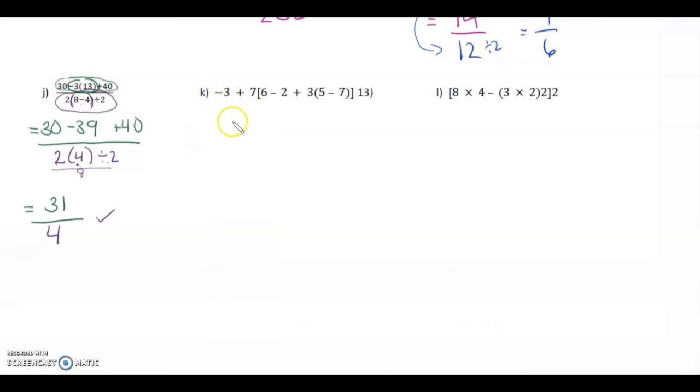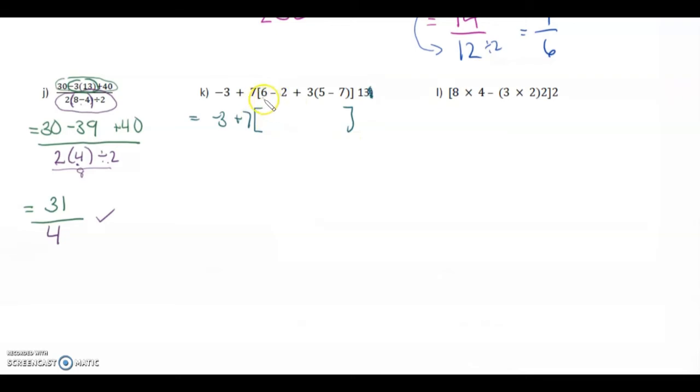Okay, K. So these get more and more complex. So let's read this. -3 plus 7. And I am going to complete this big bracket first. That's a mistake. There shouldn't be a bracket there.